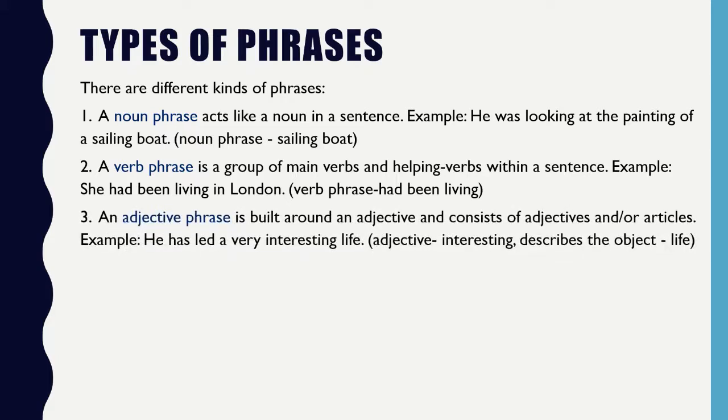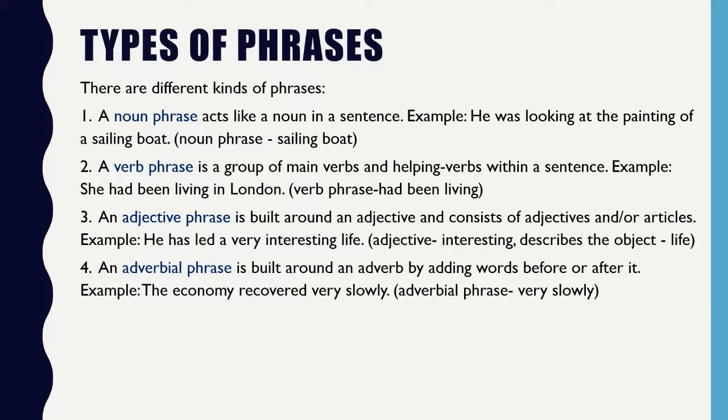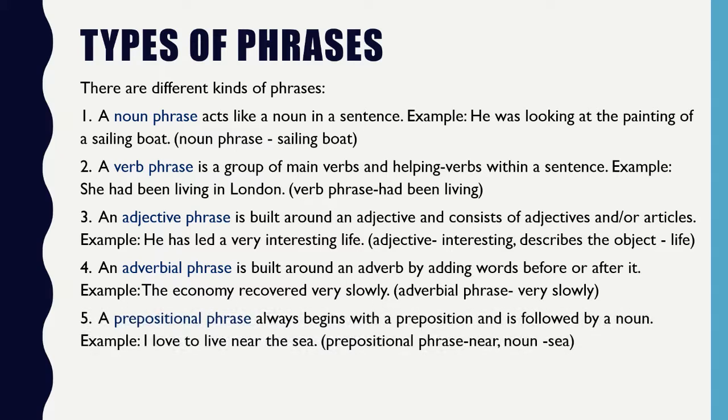Third, an adjective phrase is built around an adjective and consists of adjectives and or articles. Example: he has led a very interesting life. Here, the adjective is interesting and describes the object life. Fourth, an adverbial phrase is built around an adverb by adding words before or after it. Example: the economy recovered very slowly. Here, the adverbial phrase is very slowly.